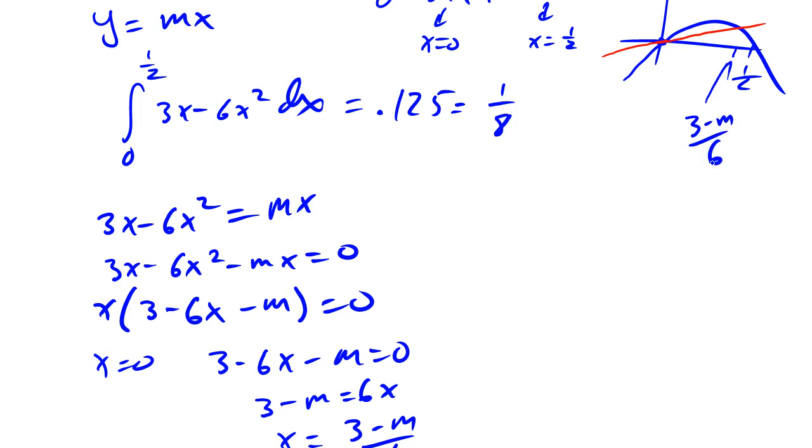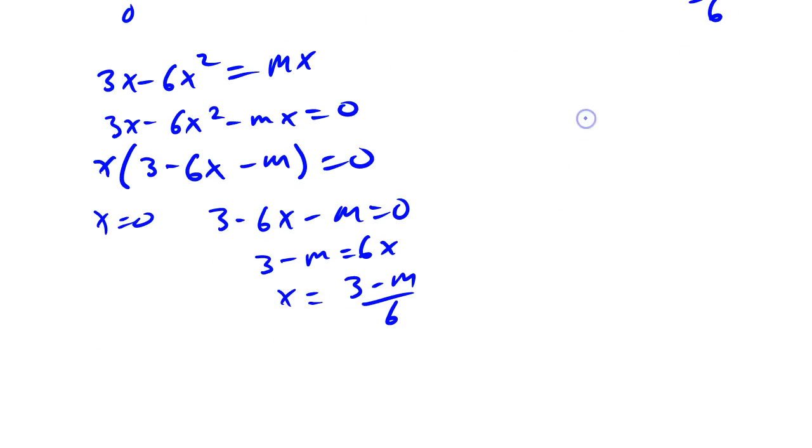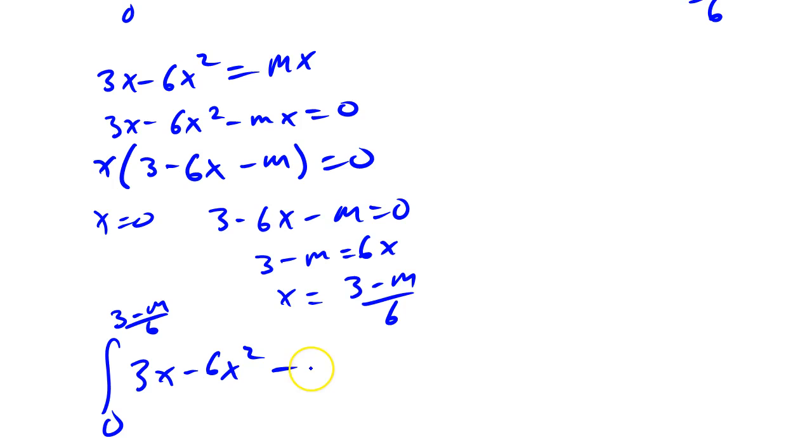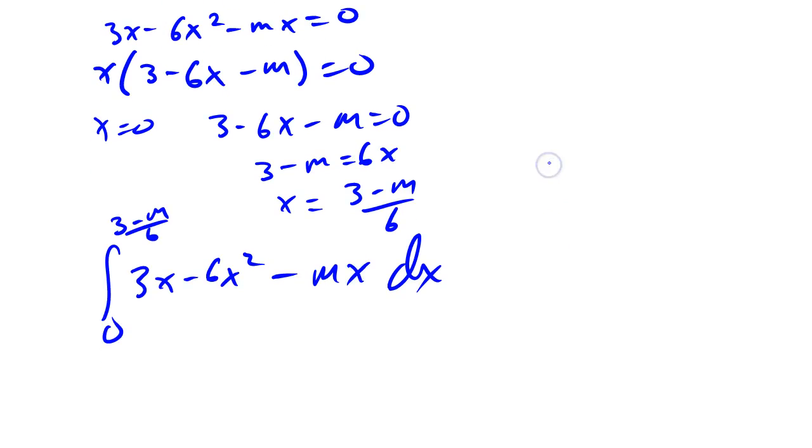So now what I'm going to do is take the area in between those two, so top minus bottom. So I'll look at the integral from 0 to this thing, (3 minus m) over 6. The top function is the parabola, 3x minus 6x squared, and then subtract off the bottom function, which is the line, y equals mx. That's the height function times a little bit of width for an area, and then add up all those areas to get the area between the two curves.